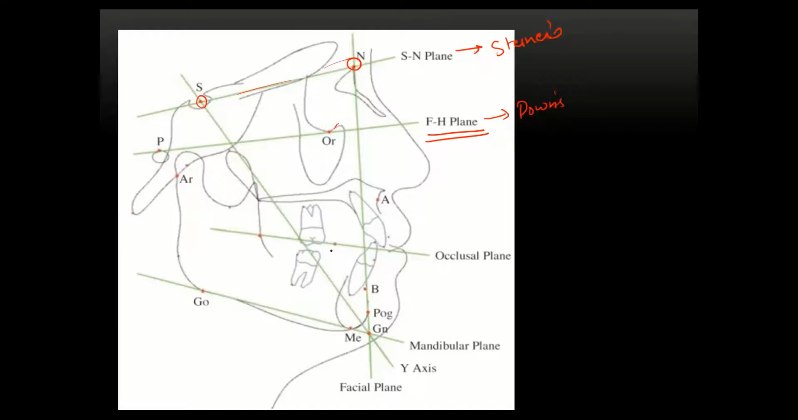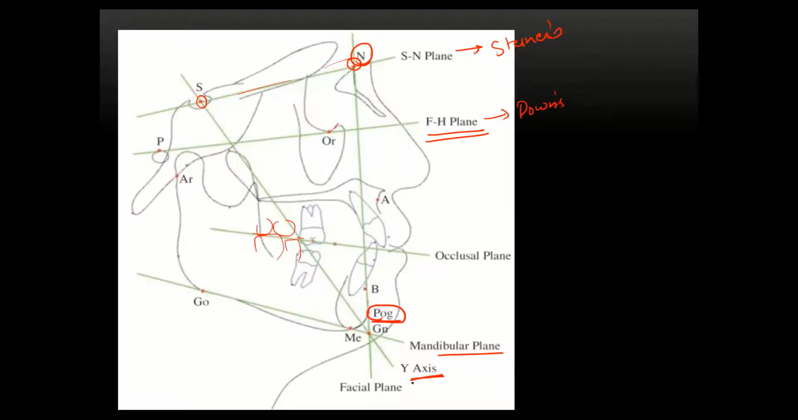Then the occlusal plane is drawn through the plane where all the teeth are occluding. Then gonion to menton is the mandibular plane. How is the facial plane drawn? The facial plane is drawn from nasion to pogonion. Nasion to pogonion is the facial plane.